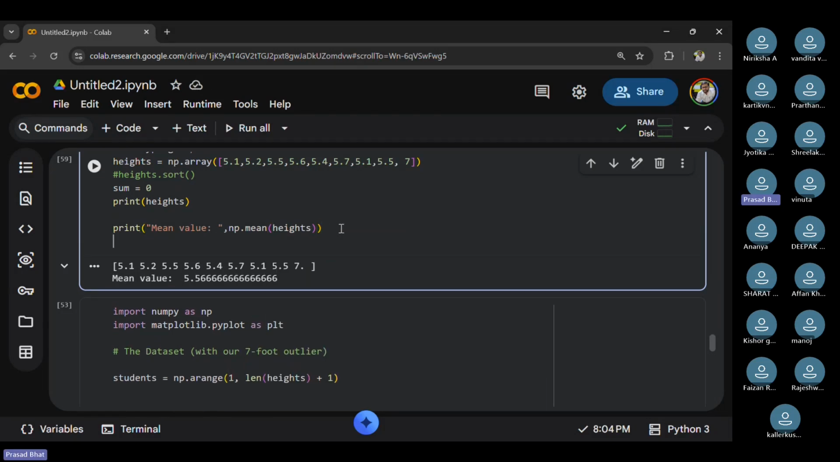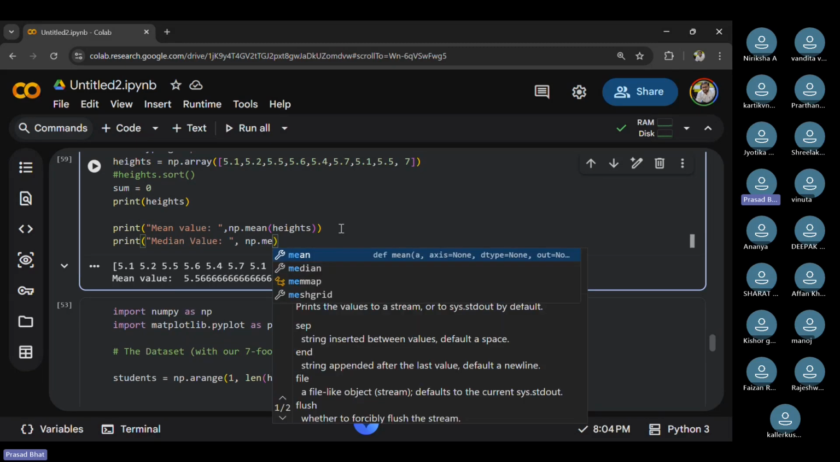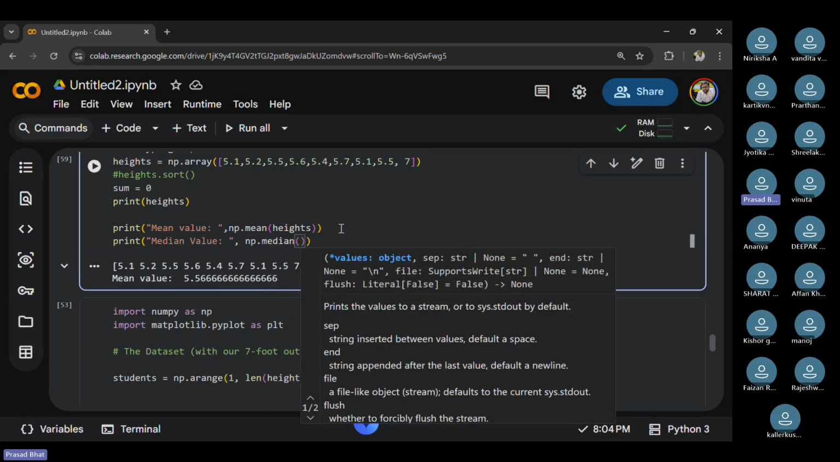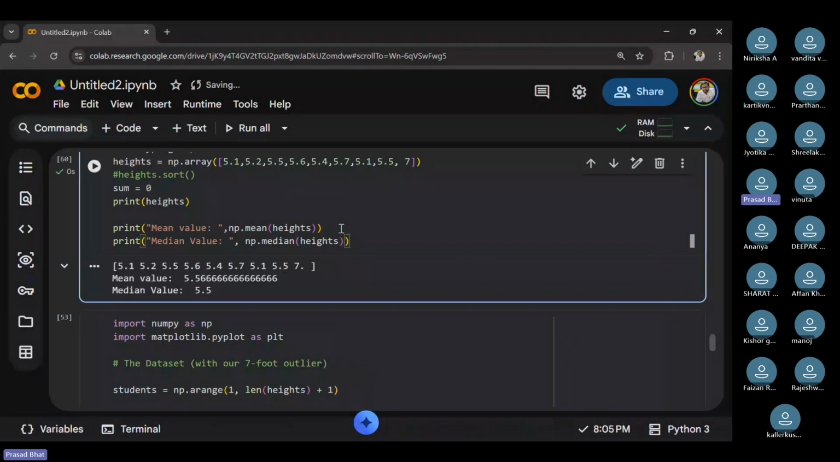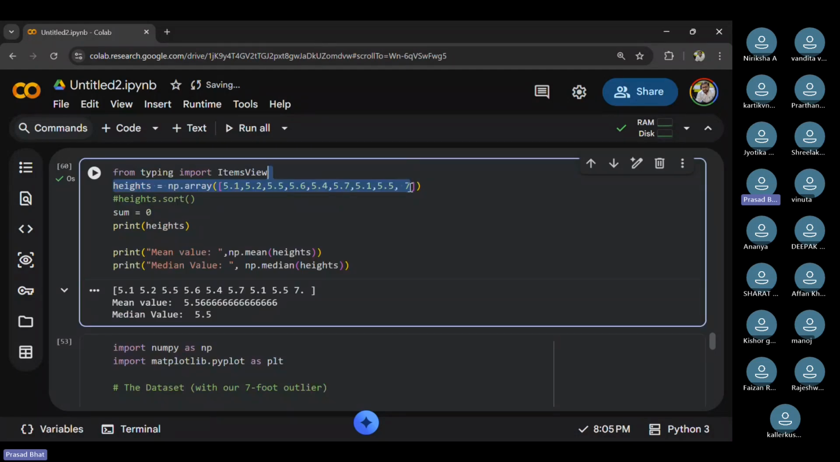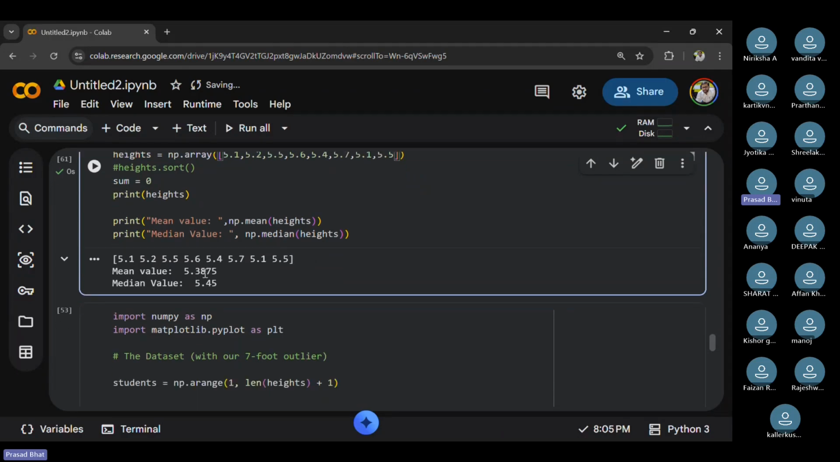And then let's do the same thing for median as well. np.median function is there, simply pass in heights. So you got what? Median value is 5.5. Now let me do this. I was talking about the outliers, right? Here I have taken 7 as the outlier. Now, if I remove this, look at this. Mean value has come down to 5.38.